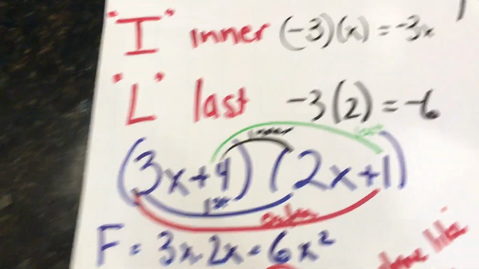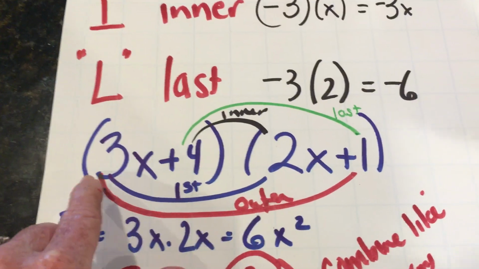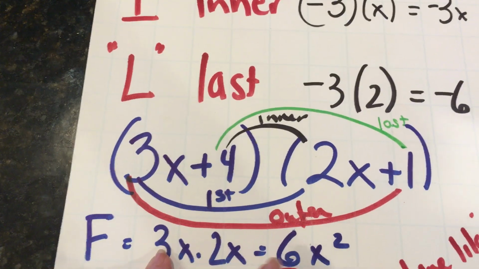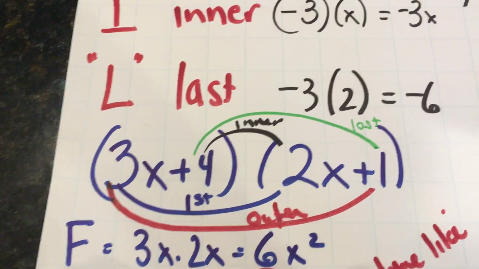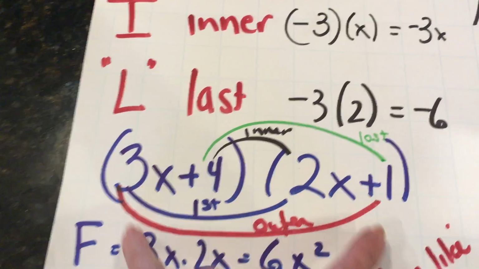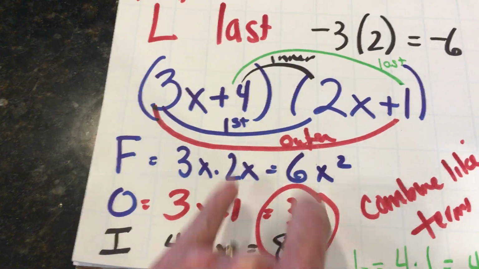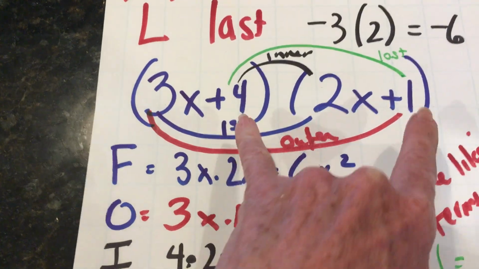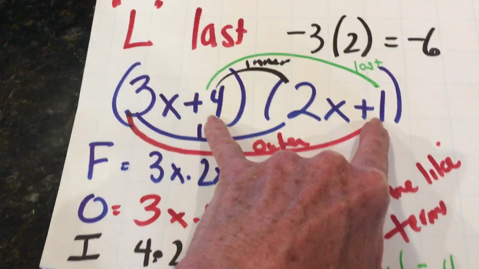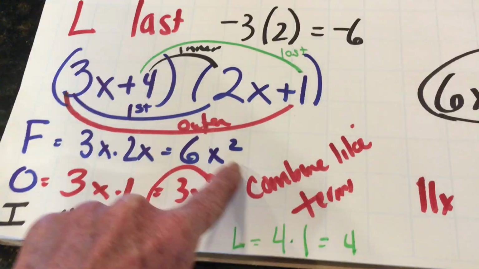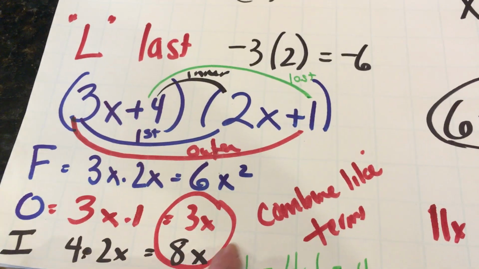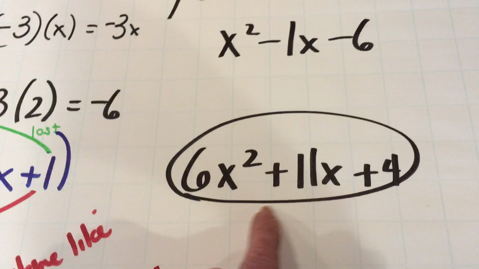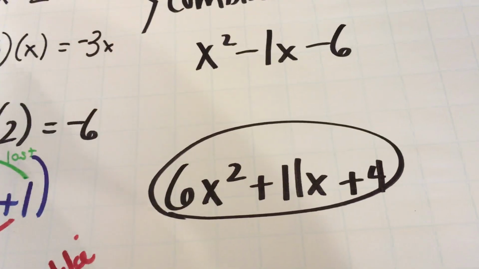Let's do another one. I color coordinated this one a little bit better for you. The F in FOIL stands for first. 3x times 2x. 3 times 2 is 6. X times x is x squared. Outer, 3x times 1, which is 3x. Inner are the 2 that are closest together. 4 times 2x, which is 8x. And last is what's last in both parentheses. 4 times 1 is 4. We're going to combine our like terms. If you have 3x's and you have 8 more, you have 11x's. So our final answer here is 6x squared plus 11x plus 4.